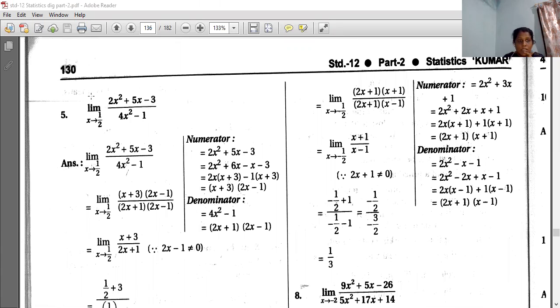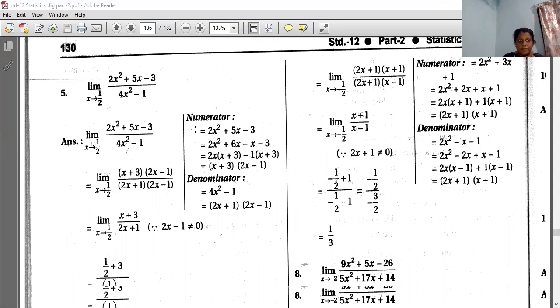3 2s are 6, right? 3 2s are 6. So 6 1s are 6. So we can take the factors as 6 into 1. 6 plus 1 is 7, but 6 minus 1 is 5. So here we will be taking plus 6. So 2x square plus 6x minus x minus 3. Common is 2x, so 2x times x plus 3, minus 1 times x plus 3. So common is x plus 3, and 2x minus 1.